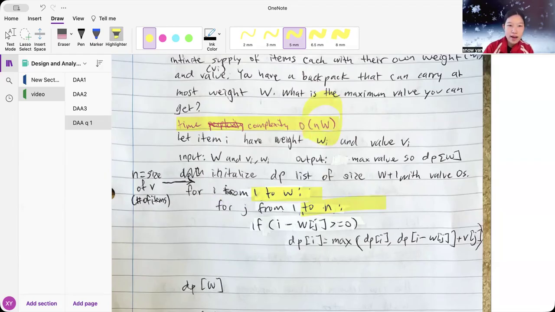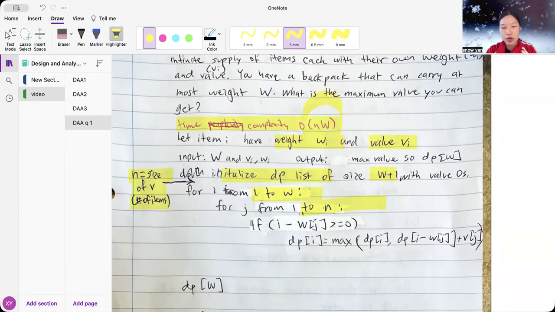We let item i have weight w_i and value v_i. Basically, when designing this algorithm, we define w_i and v_i, so we have our input and output. Then we first initialize a DP list of size W plus 1 with zeros. Next, we set n to be the size of V, so the number of items.